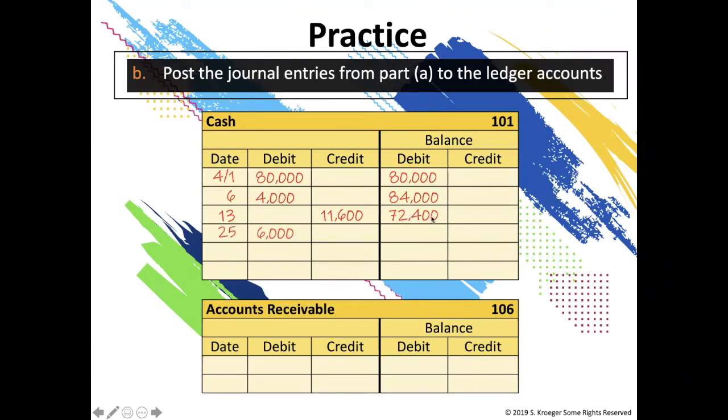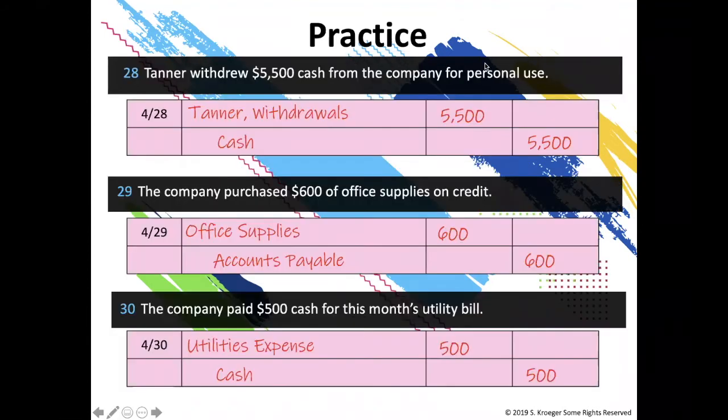What's my new balance? We have a debit balance of 72,400 and we just did another debit of 6,000. Remember, if they're on the same side, let's add. Add same side. 72,400 plus 6,000 equals 78,400.